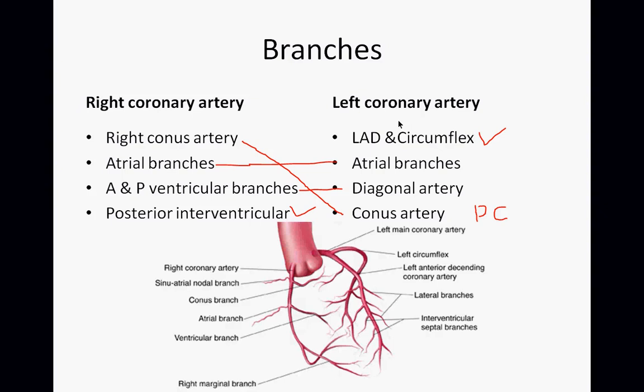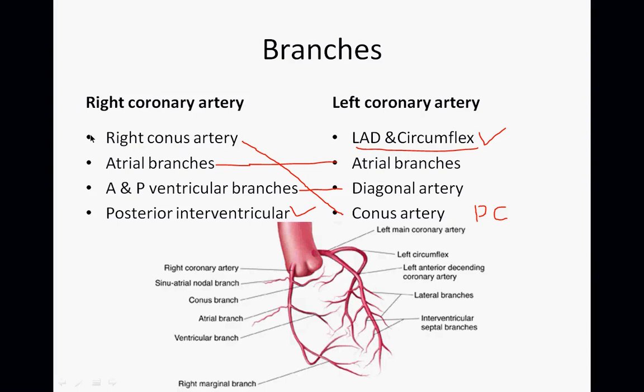And in the left coronary artery you have the LAD and circumflex arteries. So these two are the big main branches of the left coronary artery. So you can remember it as such. Okay, so you have the LAD over here and the circumflex over here. So this is about the branches.